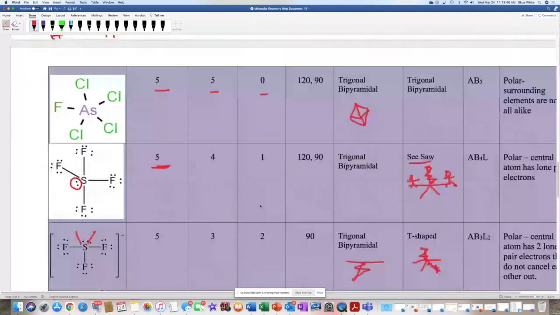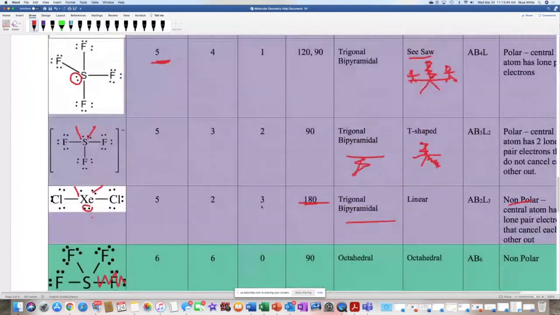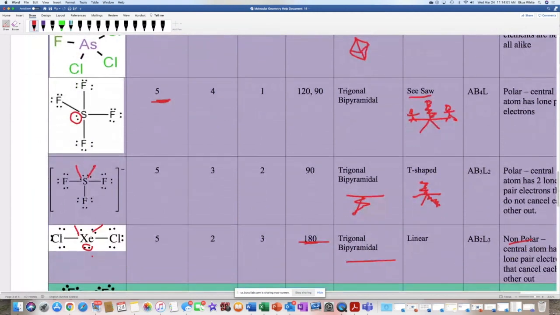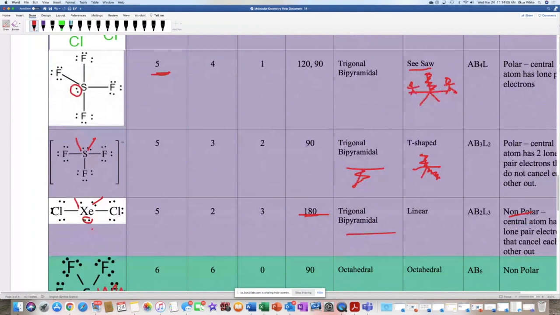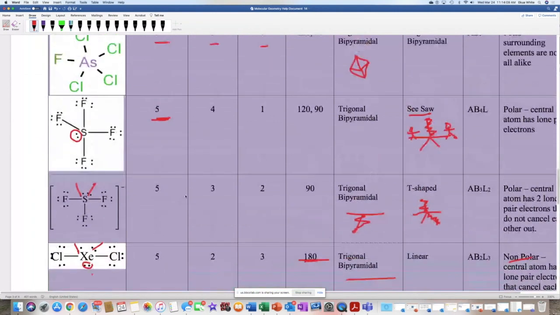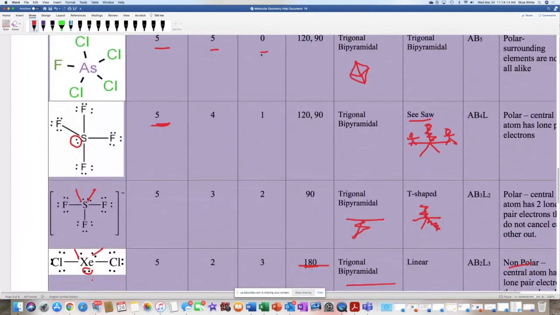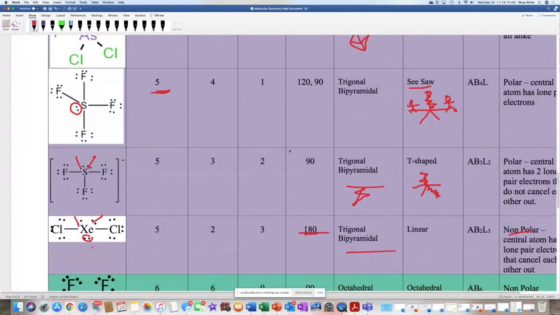And then when you have five groups, I guess we have four different variations, right? You can see right here in the purple color. Five groups where all five groups are bonds. Five groups where only four are bonds, one is a lone pair. Five groups where three are bonds, two are lone pairs. Five groups where two are bonds, and three are lone pairs. So you can see you're going down step by step, and the number of lone pairs goes from 0 to 3, right?